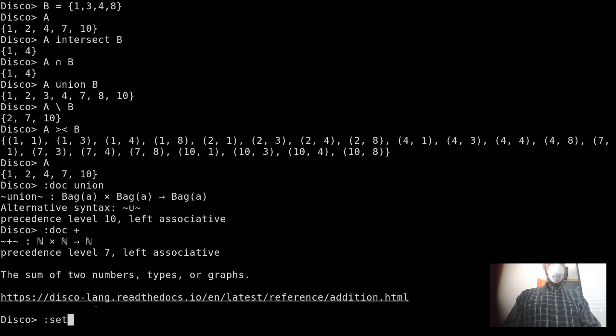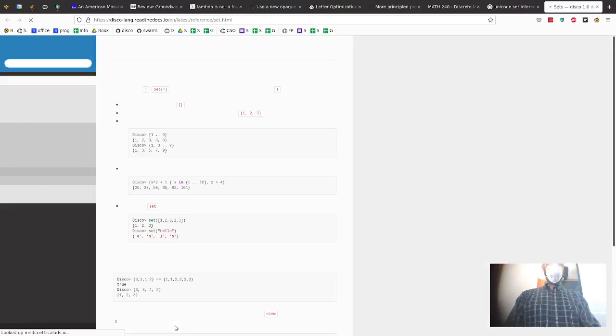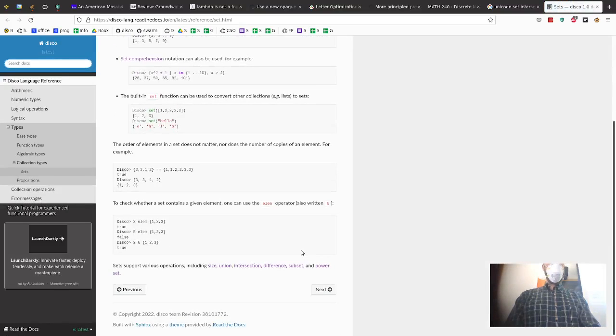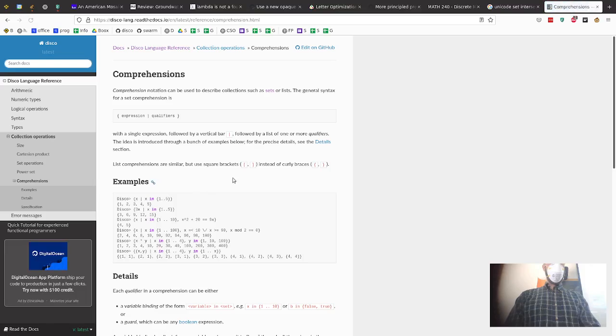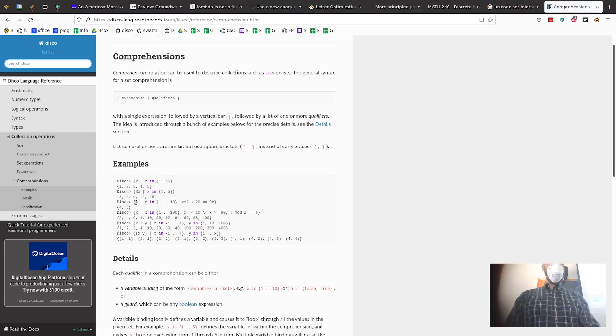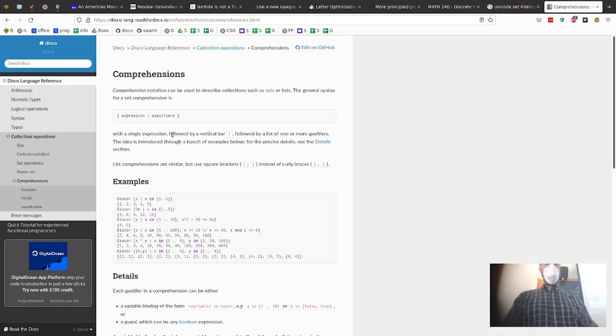But in general, if I ask, oh, how do sets work in this? I ask for documentation of set. It says the type of finite sets, and there's a lot of stuff here about sets. There's stuff about union, intersection, size, power sets, all that stuff. Set comprehensions, which is that notation where you say x such that x is blah, blah, blah. We talked about that last time. When you do that on the module, if you forget how that works, you can go look at some examples here on the website. All right.